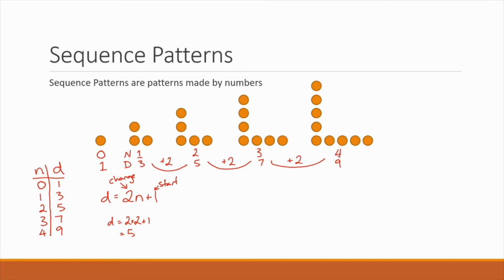Let's check pattern number 4. So my number of dots should be 2 times my pattern number 4 plus 1. Well, 2 times 4 is 8. 8 plus 1 is 9, and that's true. I have 9 dots. And so we can represent our pattern with a table. We can also represent our pattern with an equation. Later on, I'll also show you how to take this information, either the table or the equation, and represent our pattern on a graph.